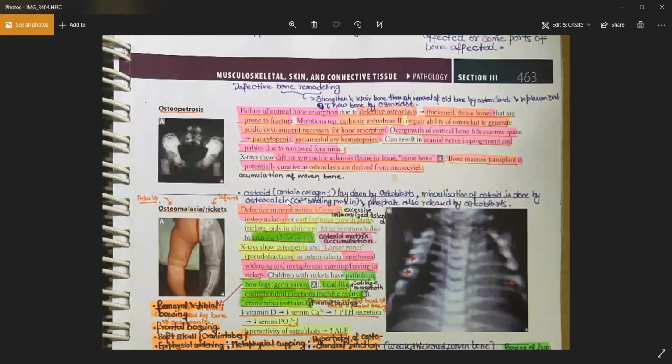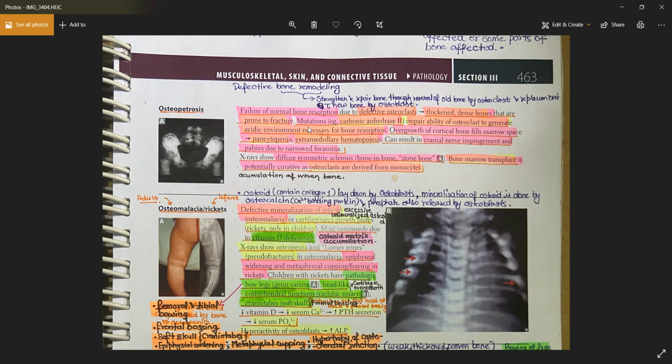After osteoporosis, you have osteopetrosis. In osteopetrosis, bone resorption fails. Why is this happening? Because of a defective osteoclast. Because of the defective osteoclast, you will have a failure of normal bone resorption. As a result, the bone mass will increase too much, and that will make the bone even more fragile for fracture, right?